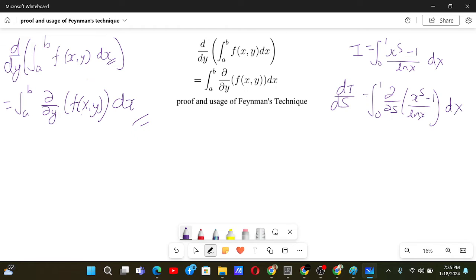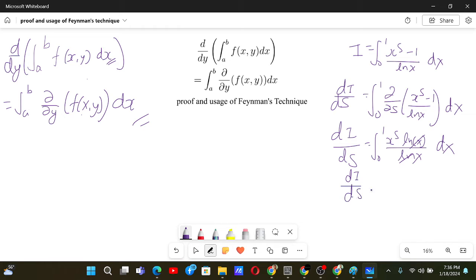Now all the x will be a constant and s will be the variable. So the differentiation of a constant to the power of a variable is the constant to the power of the variable times ln of the constant. So it will be x to the power s times ln of x by ln of x, and now minus 1 by ln x is just a constant, so that will be 0, and then dx. ln x cancels, and this is the magic of using this technique.